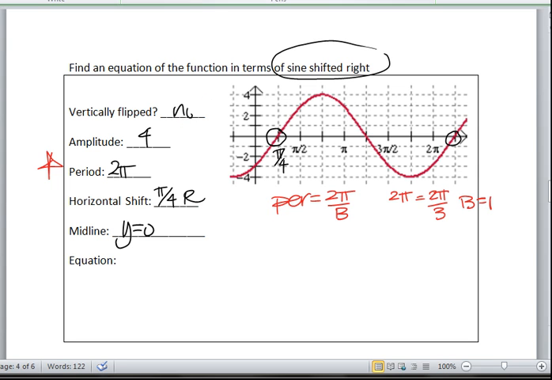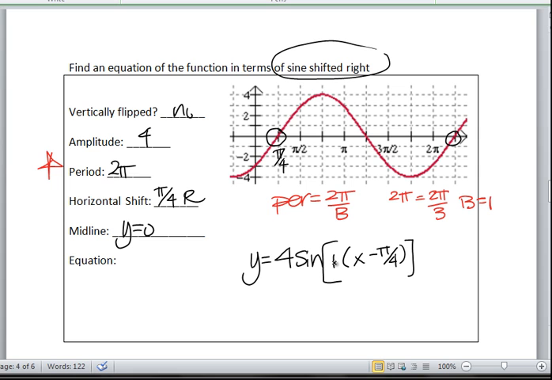This thing is not vertically flipped. This is a sine wave. My amplitude is 4. Sine. Now here's the thing. What I like to do is it's fine to leave your b as 1, and then you have x minus pi over 4. Right, this isn't simplified yet, but that's okay. We can go back and do it later, and then we have plus 0, which we don't need to write.